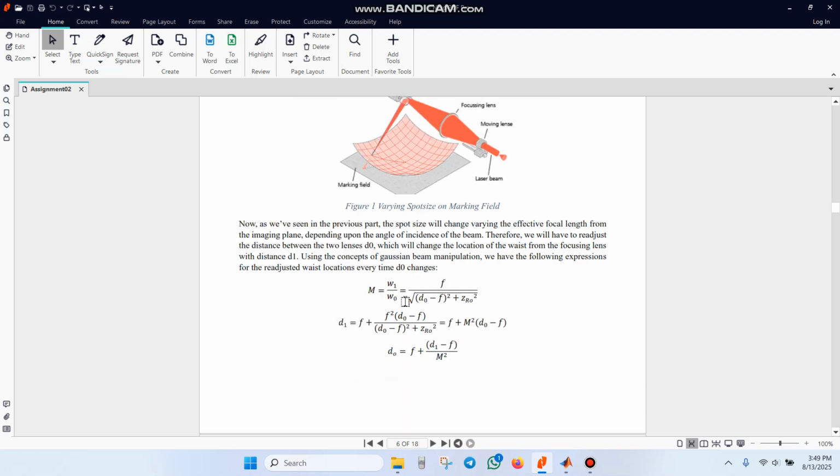So these are the relations that can be used to decide how much distance we need to keep between the two lenses. This d naught is the distance between the moving lens and the focusing lens, whereas d1 is the distance between the focusing lens, or the positive lens, and the final spot in the working space. So all of these factors are already known. We know the focal length of both the lenses. We know the M square factor, which is essentially the magnification given by the ratio of the initial beam waist and the final beam waist. And we also know the Rayleigh range, and that's pretty much it.